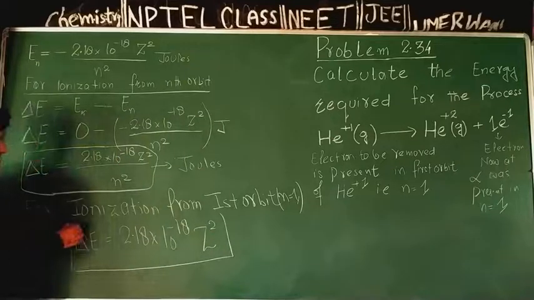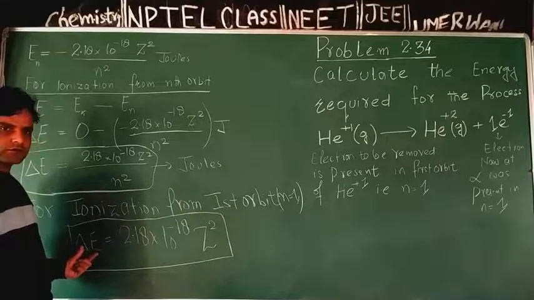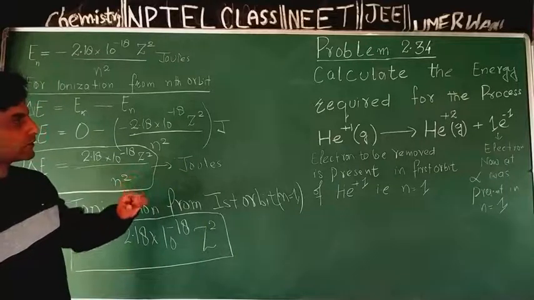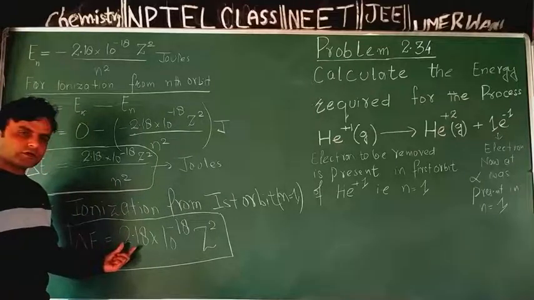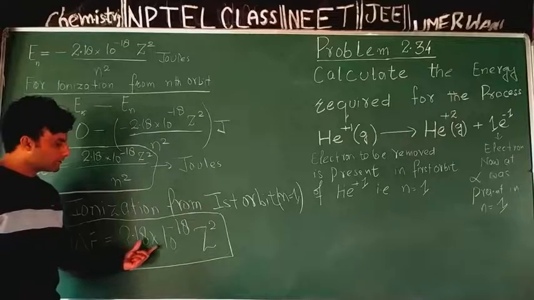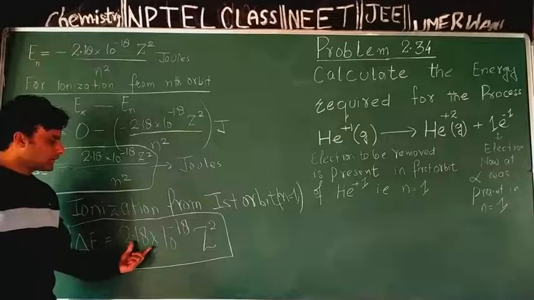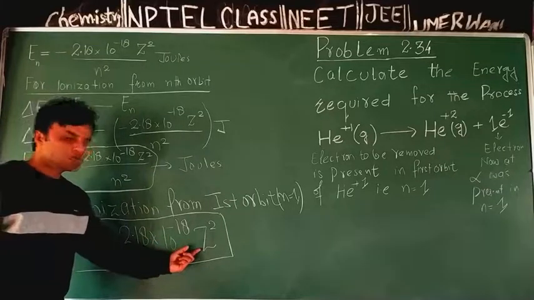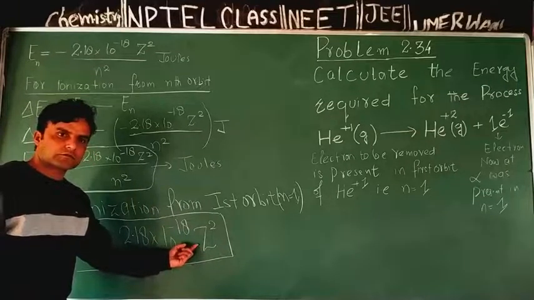In fact, this is the applied form of the equation which I need to use here: the ionization energy to remove an electron from the first orbit of unipositive helium ion to form dipositive helium ion will be calculated using this equation, and is equal to 2.18 into 10 raised to power minus 18 into Z square. That value is the same as the ionization energy of hydrogen atom in ground state, but here the overall value will change because of the presence of this multiplying factor.